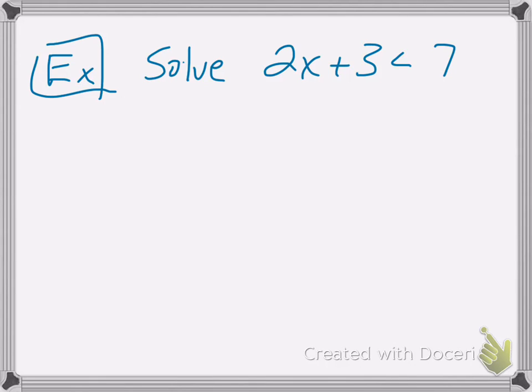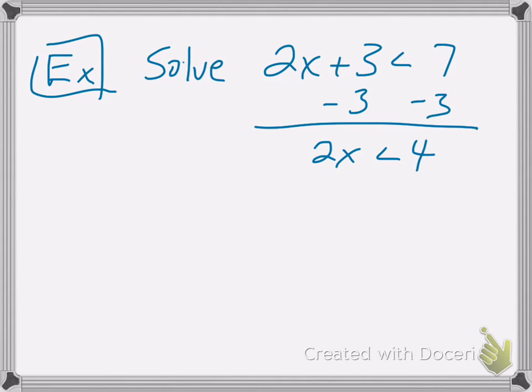With inequalities, there are three primary ways to show your answer. The solution here would be what? Subtract 3 from both sides, and then we get 2x is less than 4. Divide both sides by 2, and we get x is less than 2. That is one way to show your answer.